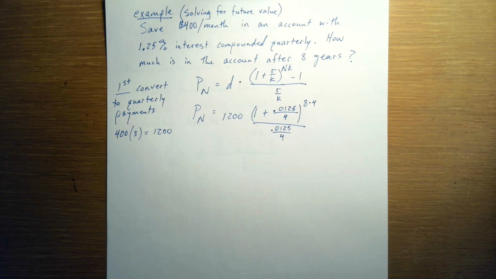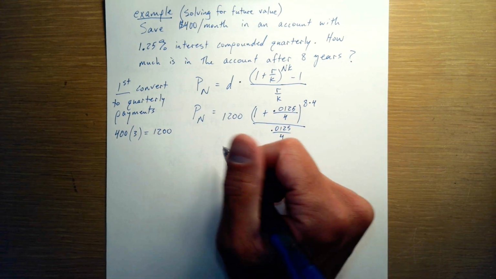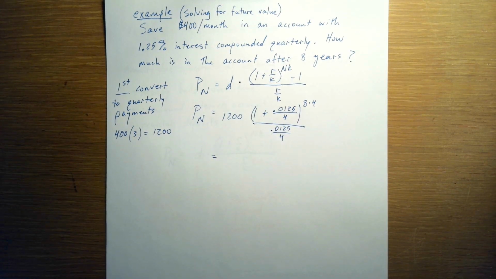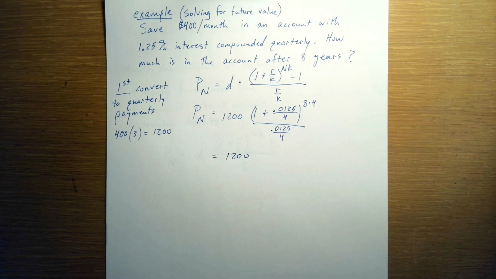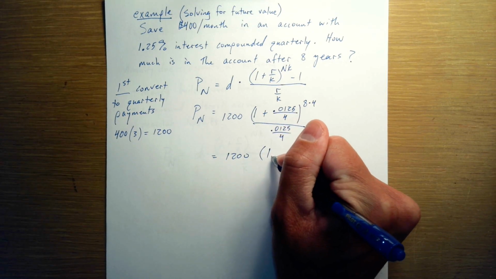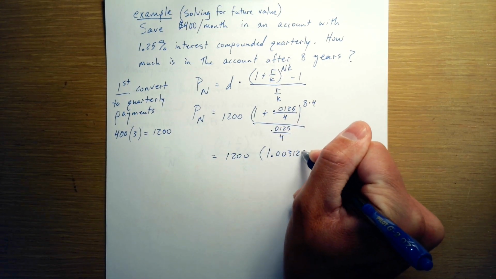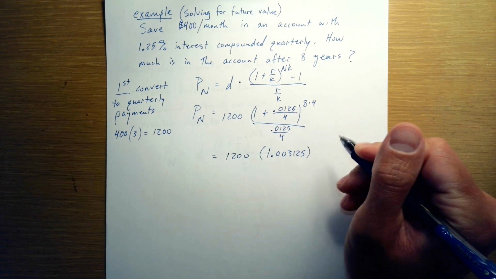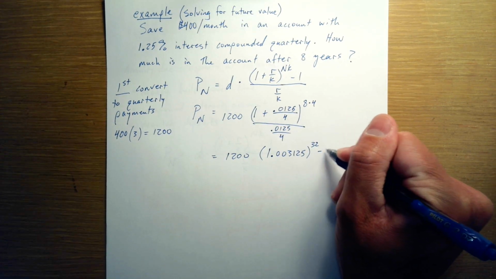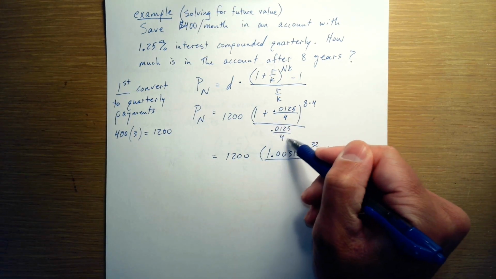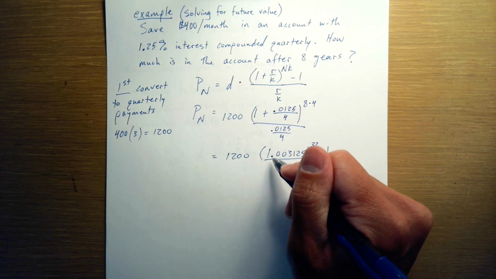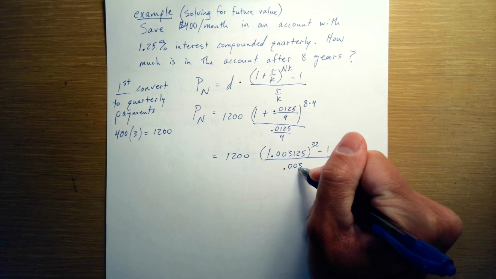Beyond this point, it becomes an algebra problem, and there's a lot of calculator manipulation that you need, but I'm just going to show you just a few of these steps. So we're going to take our 1,200, and 0.0125 over 4 plus 1 comes out to be roughly 1.003125. And that's raised to the 8 times 4, which is 32, minus 1. And then this same 0.0125 over 4, without adding the 1, is 0.003125.